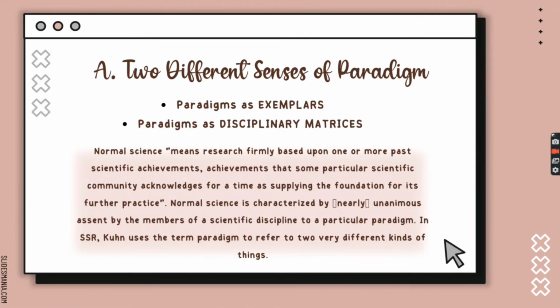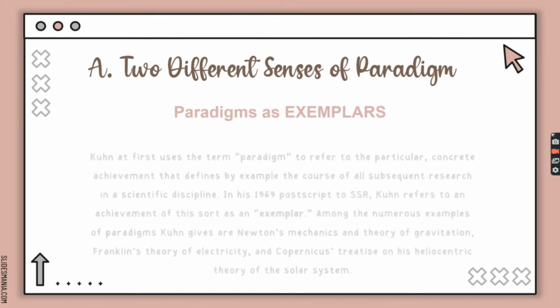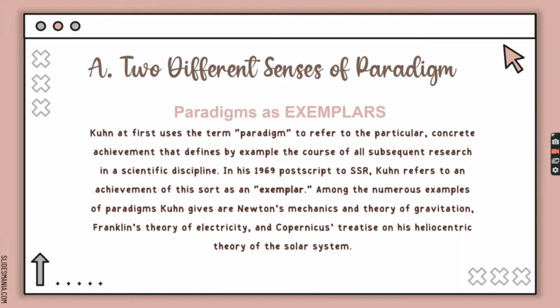In The Structure of Scientific Revolutions, Kuhn uses the term paradigm to refer to two very different kinds of things. First is the paradigm as exemplar. Thomas Kuhn at first uses the term paradigm to refer to the particular concrete achievement that defines by example the course of all subsequent research in a scientific discipline. In his 1969 postscript to The Structure of Scientific Revolutions, Kuhn refers to an achievement of this sort as an exemplar.